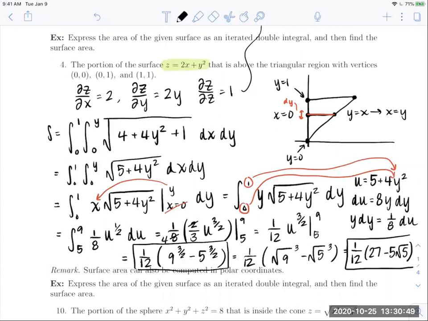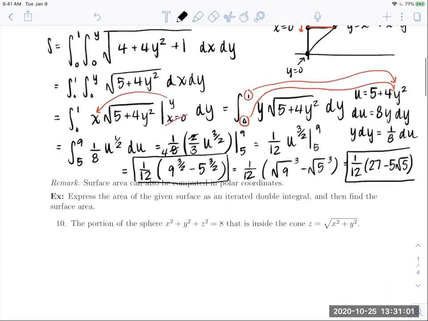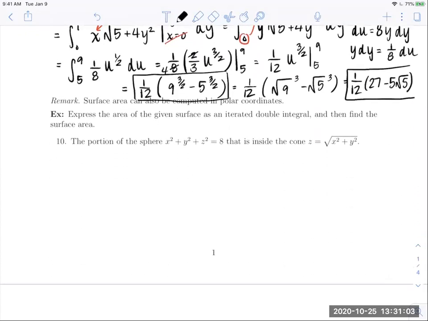All right, so this example was computed completely in rectangular coordinates. Depending on what your region looks like, if your region of integration is a polar region, then it may be beneficial to switch to polar coordinates like we learned about in 14.3. So that leads us to our next example. Express the area of the given surface as an iterated double integral and find the surface area.